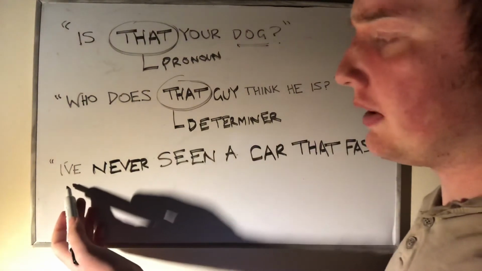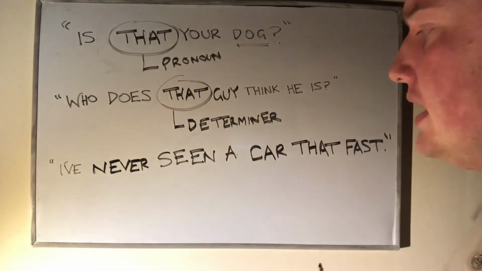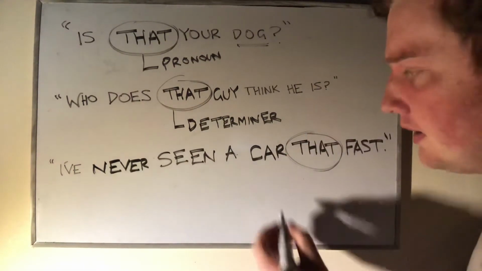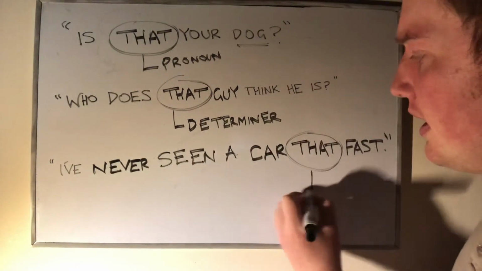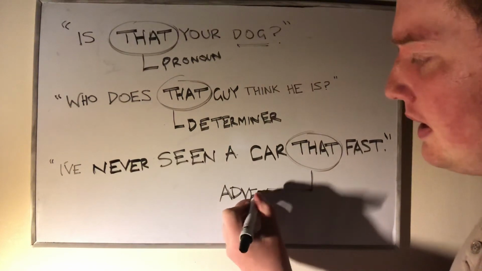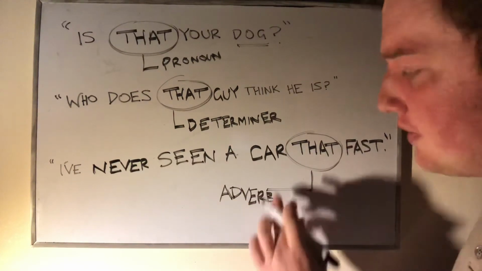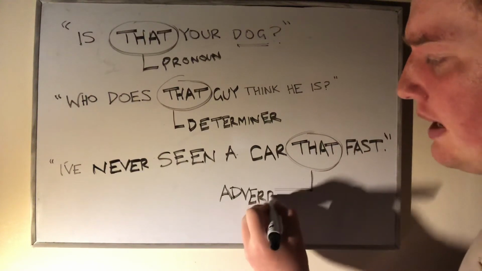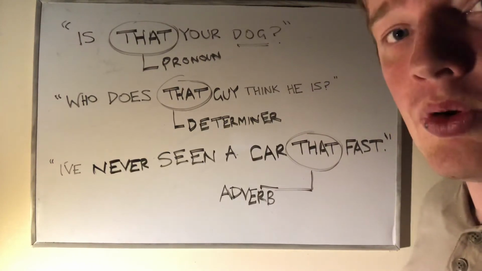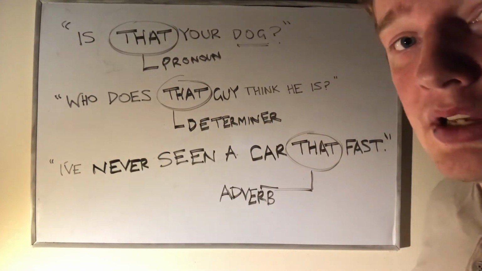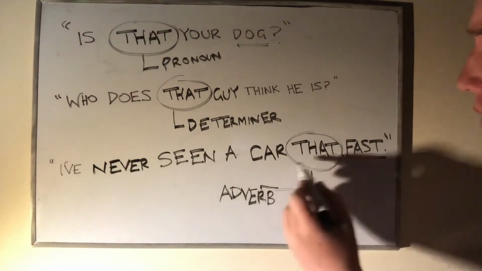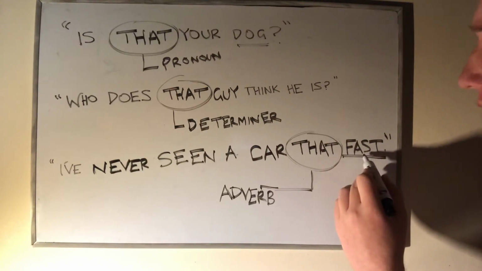What about our last example here? I've never seen a car that fast. Well, this example is different because here that has been used as an adverb. What is an adverb? An adverb can be used to describe, or we could say modify, a verb or an adjective, or in some cases, another adverb. What about in this case? Well, here it's been used to modify the adjective fast.